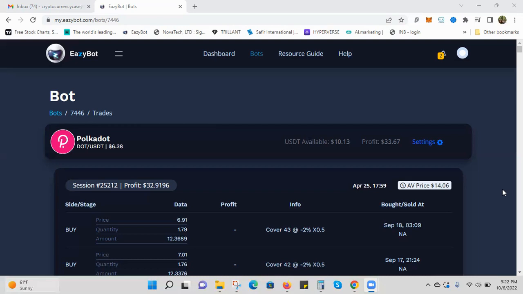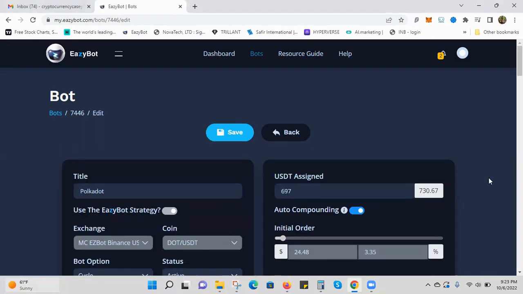So you can see here that her last trade was taken on the 18th of September. It's now October 6th, the date of this recording. The amount traded was $12.36, and she only has 10.13 available. So what I'm going to show you is, let's get in here to the settings.